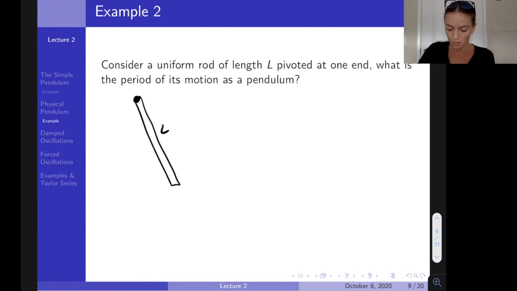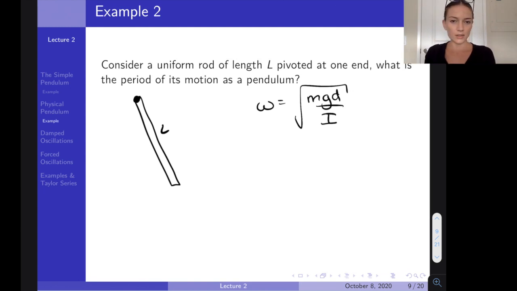To find the period, we're obviously going to need to find omega first, right? So omega is mgd divided by the moment of inertia. And here the moment of inertia, again, you just look it up if you're doing it for homework. The moment of inertia here is 1/3 mL squared. Be really careful when you're looking up moments of inertia, because it depends what axis the object is rotating around. That will change the moment of inertia.